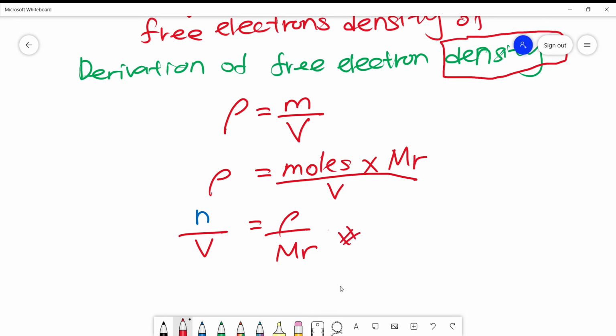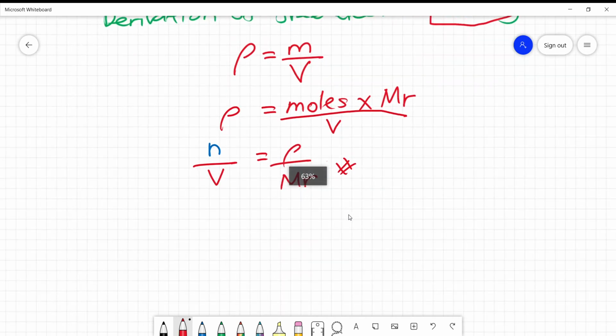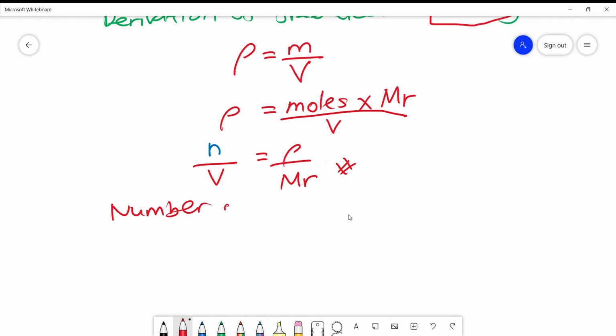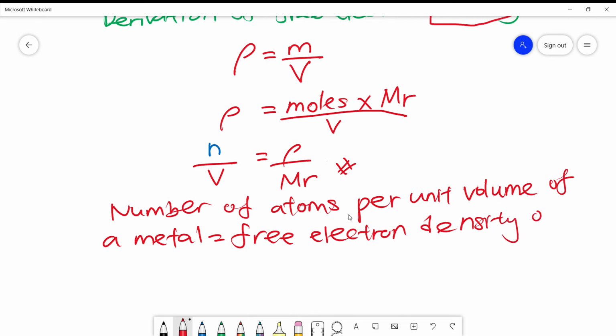If I wish to find out the number of atoms per unit volume of a metal, the number of atoms per unit volume of a metal is well known as the free electron density of a metal.